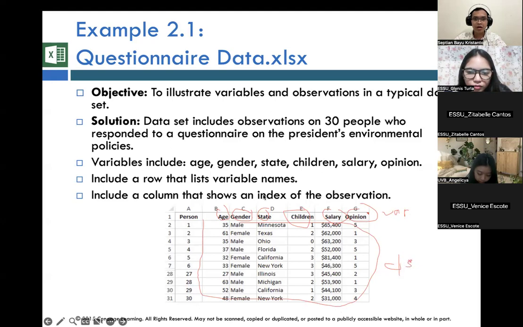And all of the observations between the 30 people, we start from the number of 30, starting with person number 1. So we have 30 people of observations, and it includes the different variables like the age, gender, state, children, salary, and the opinions. So this is the difference between a data set, the observations, and the variables.